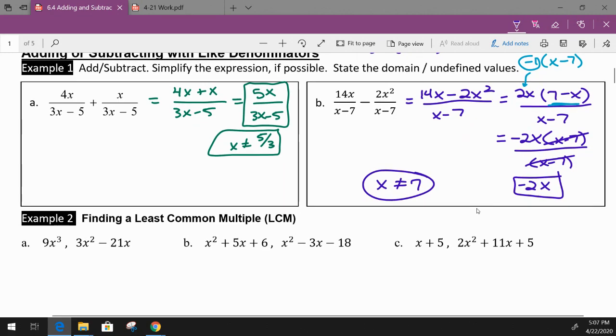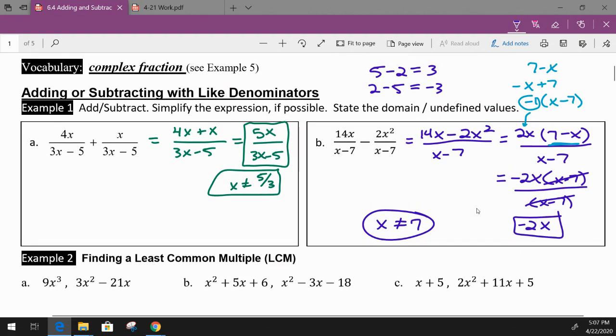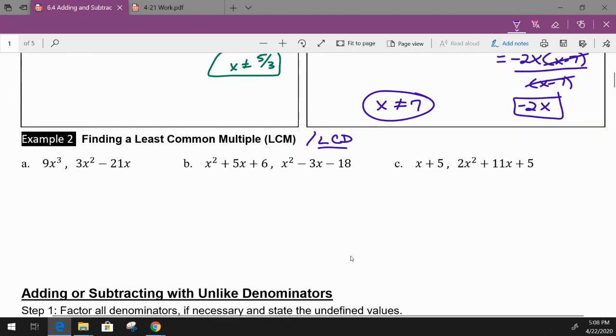Okay, so before we get to adding and subtracting fractions that do not have common denominators, we're going to practice finding the least common multiple, which is also going to be called the least common denominator when we start adding and subtracting these fractions. But the least common multiple and least common denominator are basically the same thing. We're going to look at these expressions that we have here and try to find the least common denominator.